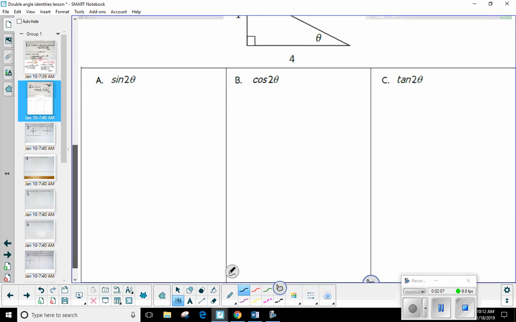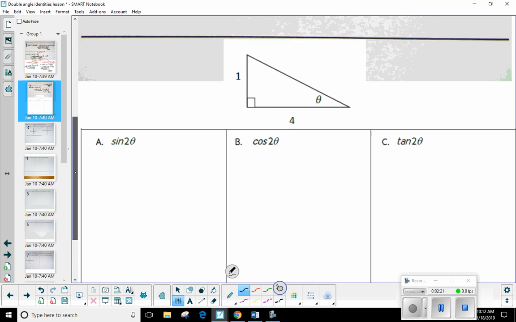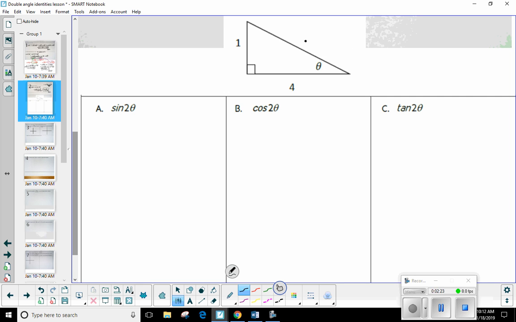Okay. And then I do not remember because every class kind of got to a different point yesterday. I know we started this, right? Did we finish it? Okay, so we got A and B, but we did not get C. All right. So if we're going back, for this triangle, we saw that the hypotenuse was the square root of 17. So sine of 2 theta, we said that ultimately was 8 seventeenths. And then we said cosine of 2 theta was 15 seventeenths. Okay. So we have not done anything with C yet.